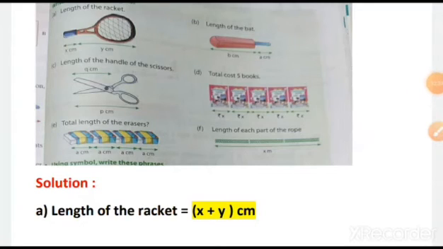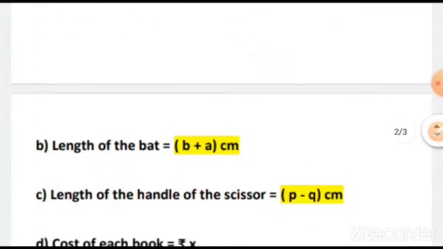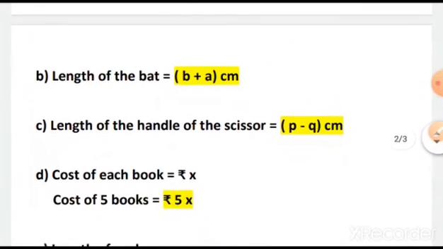Next, number D. You can see in the picture that 5 books are given and the cost of each book is given, which is x rupees. So when the cost of one book is x rupees, the cost of 5 books will be x into 5, that is 5x rupees.